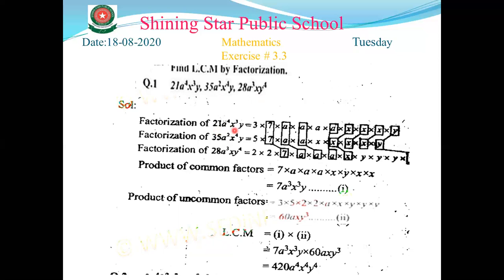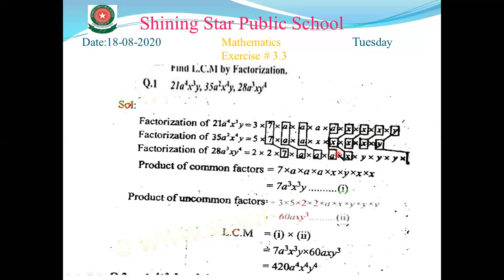LCM of 21 is 3 and 7. A power 4 means we have to write a 4 times. X power 3 means we have to write x 3 times, and y. Again 35, the factors of 35 are 5 multiplied by 7. We write a 2 times, x 4 times, and y 1 time. Now after writing all the terms, find the common. Here is 7, a, and x, and also x and y.